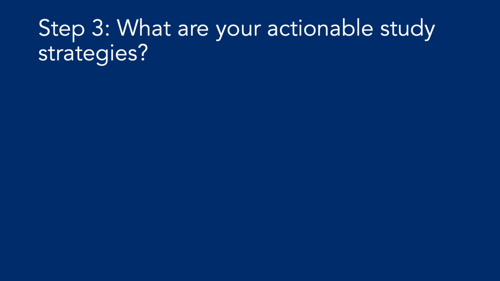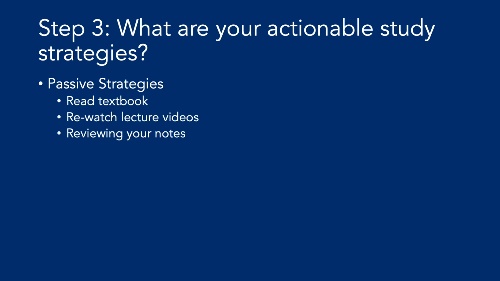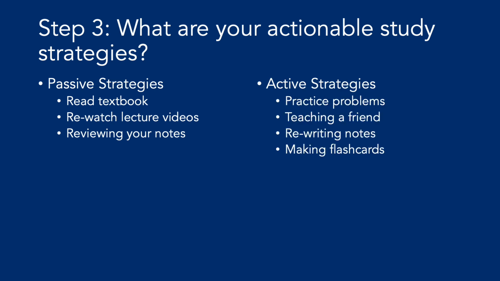The next step is to brainstorm which study strategies you would like to use as you prepare. Study strategies fall into two categories, passive and active. Passive strategies include things like reading your textbook, rewatching lecture videos, and reviewing your notes. Active strategies are things like doing practice problems, teaching a friend, rewriting your notes, or making flashcards.